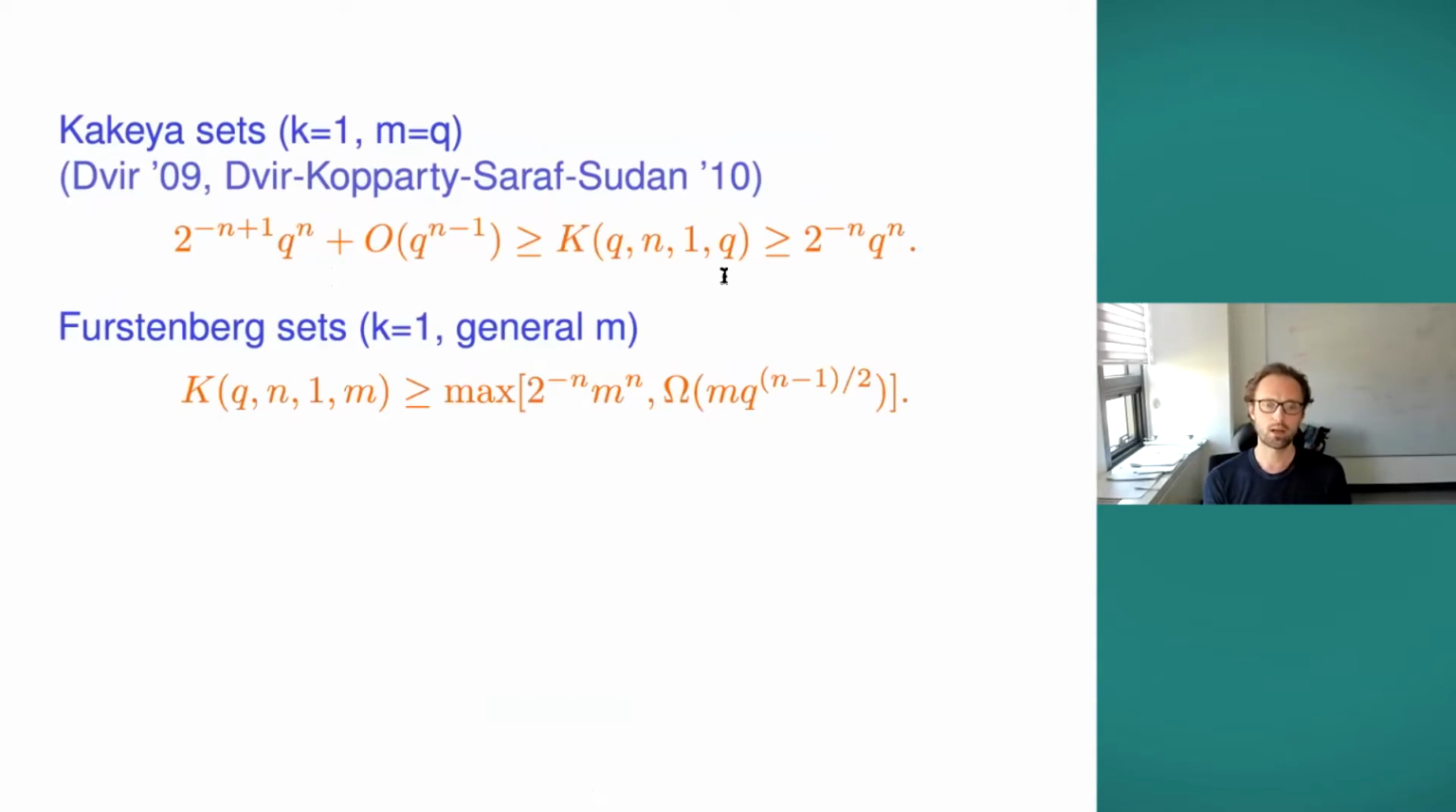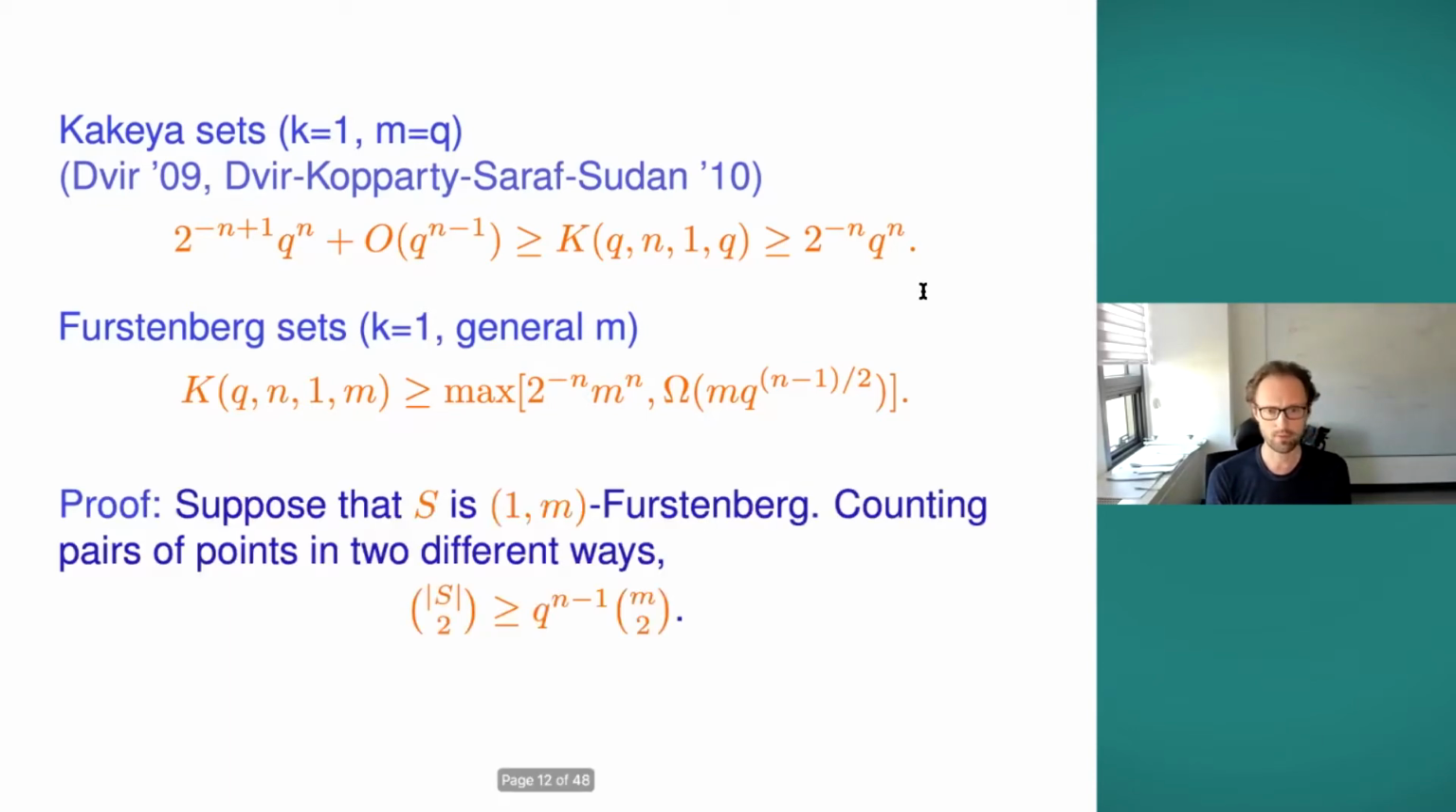So for general m, we would say that a set S is a Furstenberg set if there's a line in each direction that intersects the set in at least m points. And here there are 2 lower bounds. The first one is exactly the same lower bound as we have for Kakeya sets. The second lower bound is kind of the trivial lower bound.